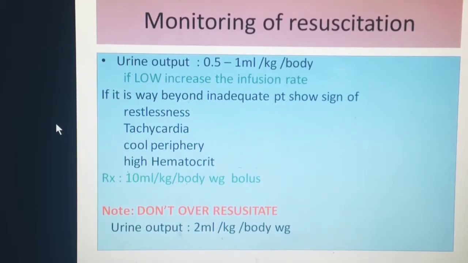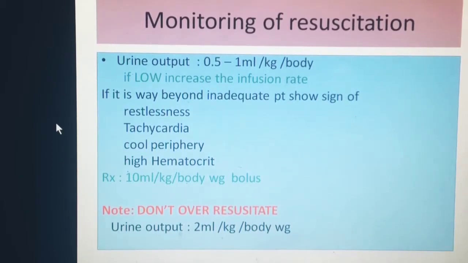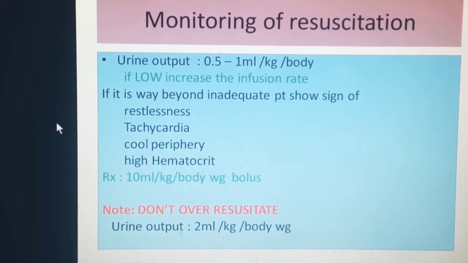Always remember, do not over-resuscitate the patient because it is also considered dangerous, and we know this by calculating the urine output, which is more than 2 ml per kg body weight.